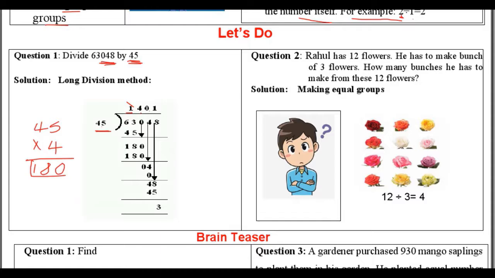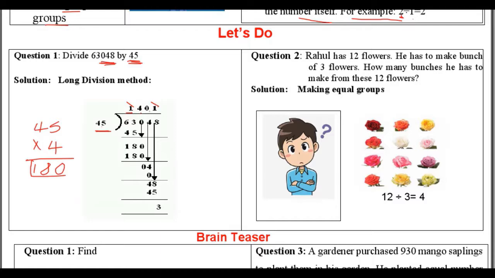Next you come down, so we have 0, then we bring down 4 here. Then with 4 over here, you cannot subtract any multiple that comes in the table of 45. You cannot subtract because 4 is smaller than 45. So we will subtract it 0 times. So you will write 4 as it is and 0 on the top.